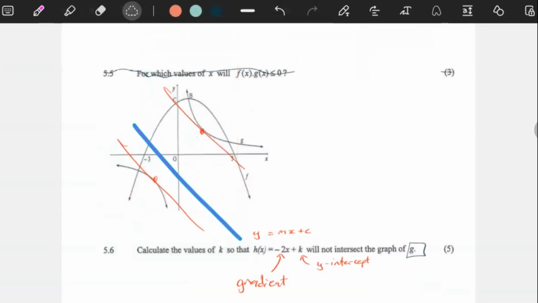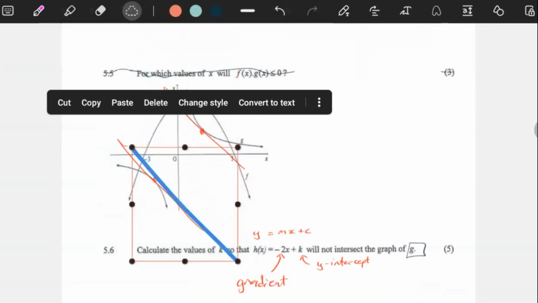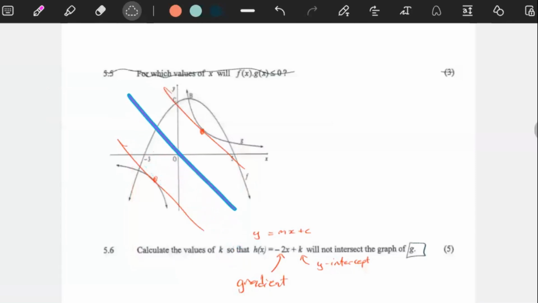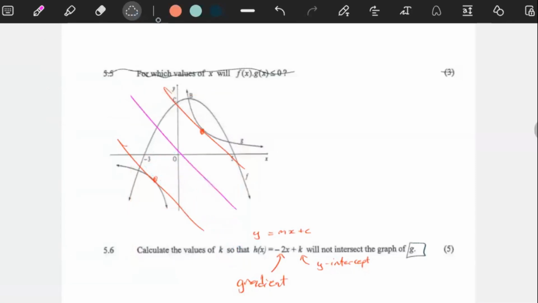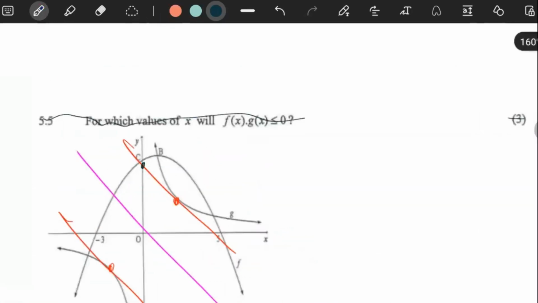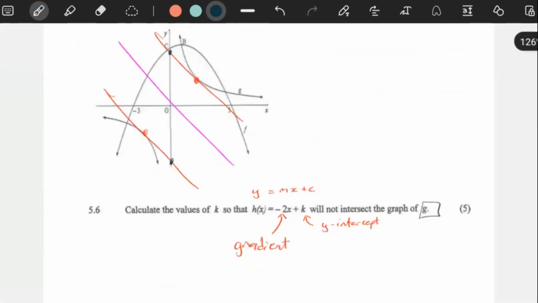The lowest that k can be is if the graph is moved all the way down here and it has this y-intercept. That's the lowest that k can be. So all they want us to do is to figure out what this y-intercept is and what this y-intercept is, because those are the highest and the lowest values of k that we can possibly have. Fortunately, to get those values of k, all you need to do is the following.